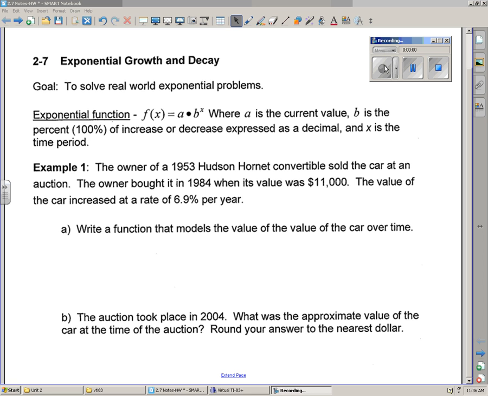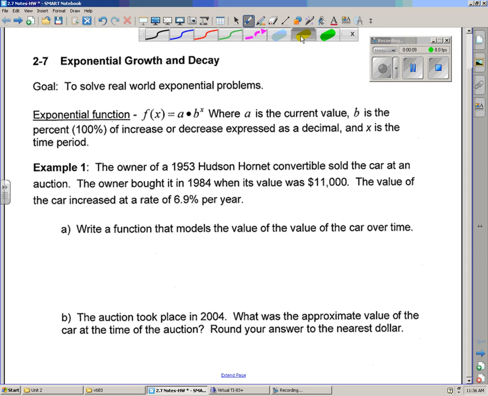Today's lesson we'll talk about exponential growth and decay. An exponential function is just an equation that's usually in the form of f of x equals a times b to the x. Don't let the f of x fool you. All f of x really means is y equals. So the equation is really y equals a times b to the power of x.